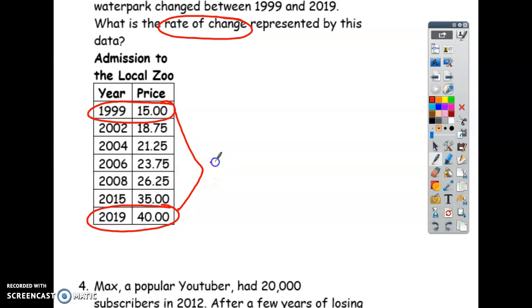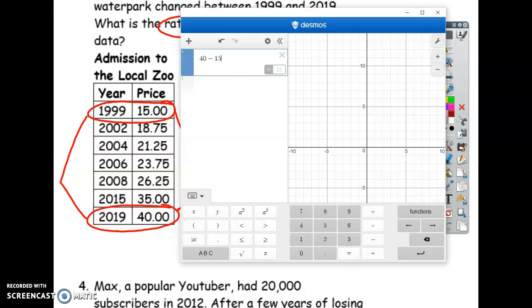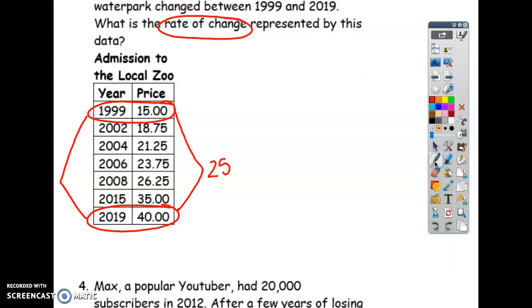Okay, so right here I'm going to put it went up by 25. And then from 1999 to 2019, how much did that change? So you're going to do 2019 minus 1999. 20 years later. So this is 20 years. Okay, and then you divide them. You're going to do the change of Y divided by the change of X. So the change of Y was 25. Change of X was 20. So you divide.